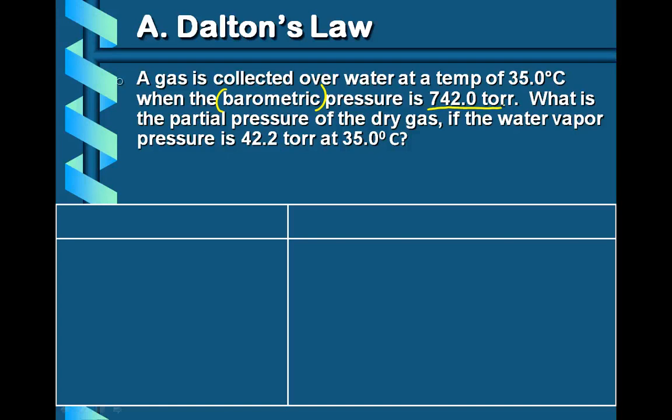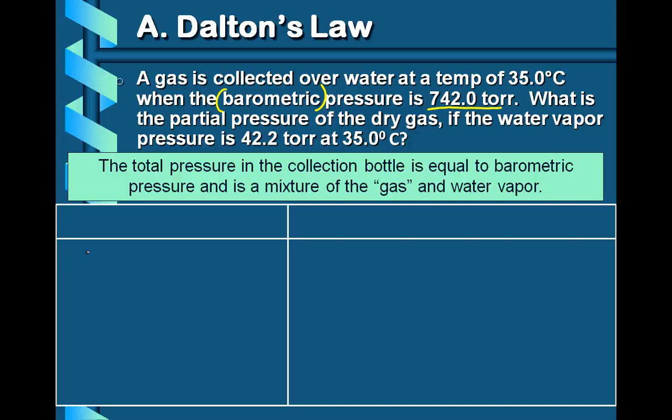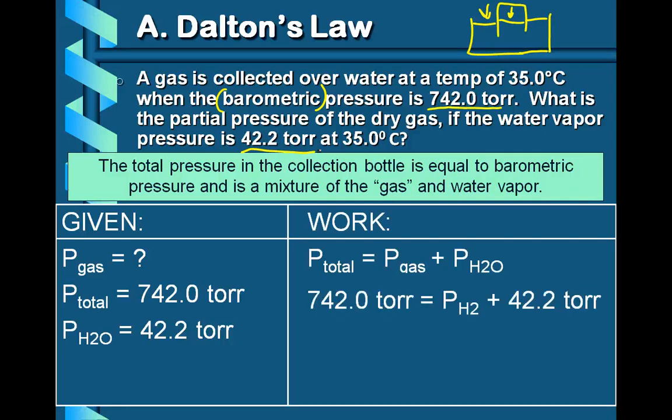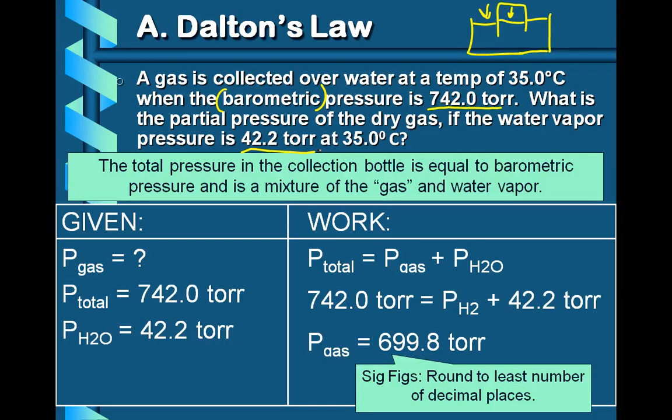Okay, so here's what we know. We know that the total pressure in the bottle is equal to the barometric pressure, the air pressure, because you can assume that if no water is going into or out of this container, that the pressure outside equals the pressure inside. So we can assume that the total pressure is the barometric pressure, and that our partial pressures inside include water vapor, which is this amount, and the unknown gas, which we're going to solve for. So we know that the total pressure is 742.2, partial pressure of water is 42.2. Set up your equation, plug in your numbers, and you end up with 699.8 torr.